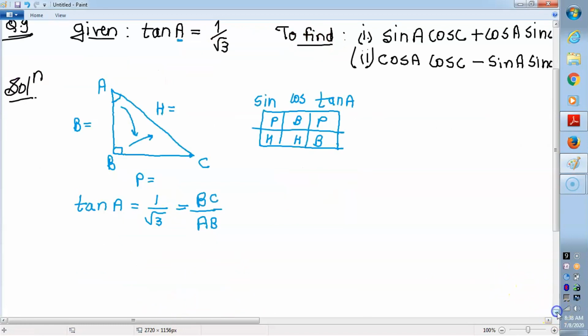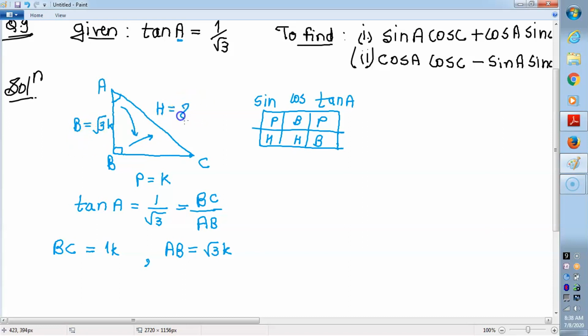In our previous questions, we discussed that whenever a ratio is given, we can take a positive number k to decide the sides. So, let's take that positive number k. Our BC equals 1k and AB equals root 3k. Let's write in the diagram. BC is 1k, we can write only k here. And AB is root 3k, so we write root 3k here.